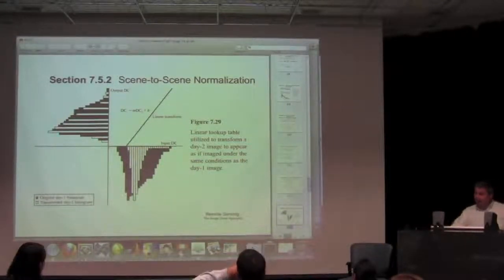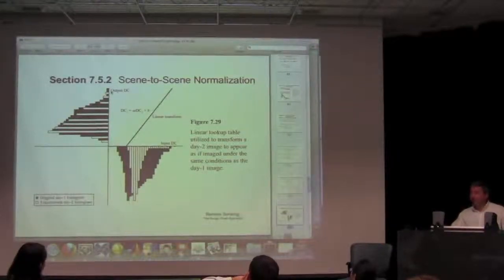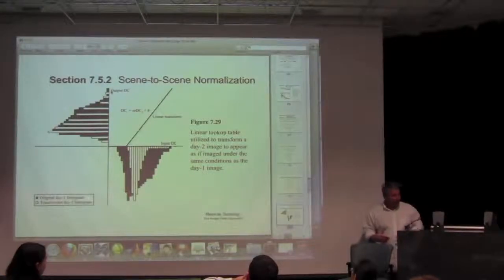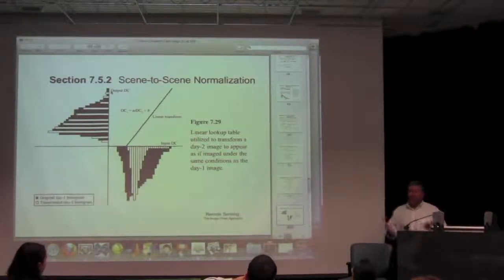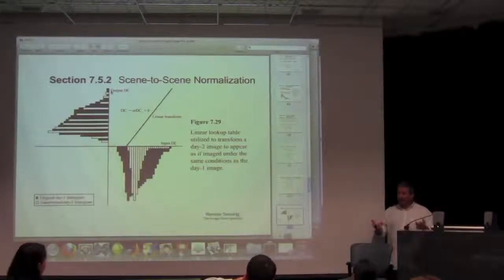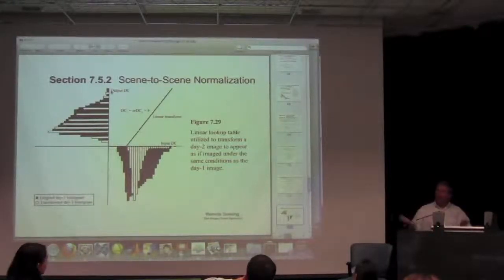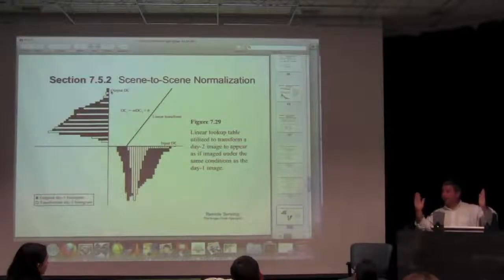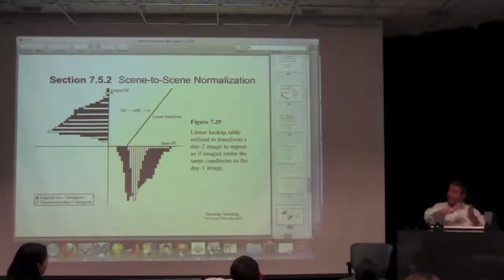If I took the day 2 histogram and mapped it through this linear transformation, which I had on the previous page, I could spread it out so it sort of looks like the day 1 histogram. Now, this is a very common technique, I don't know if you've gone over it in DIM yet, called histogram matching, or histogram equalization. Have you done histogram equalization? All right, and then a logical step from that is if you convert one histogram to a uniform distribution, convert another histogram to a uniform distribution, you should be able to go through the middle there and convert one histogram to look like the other histogram, right?